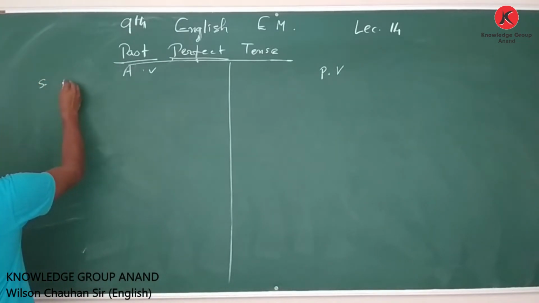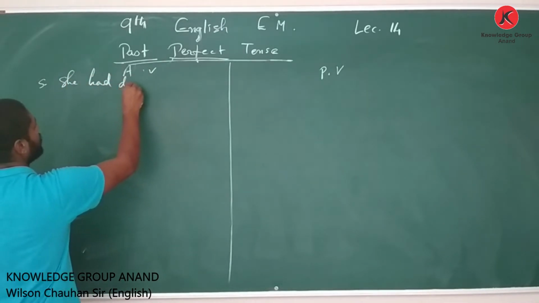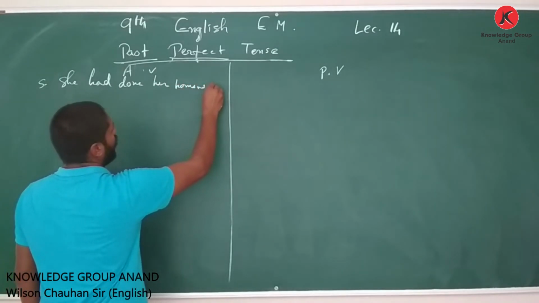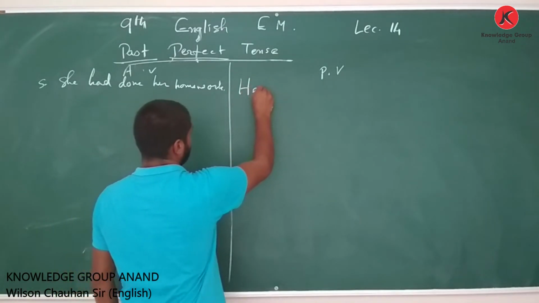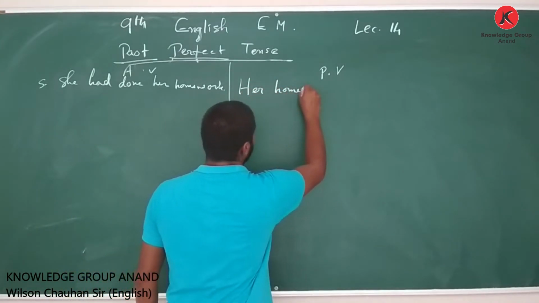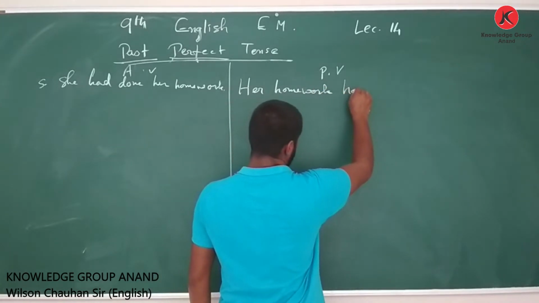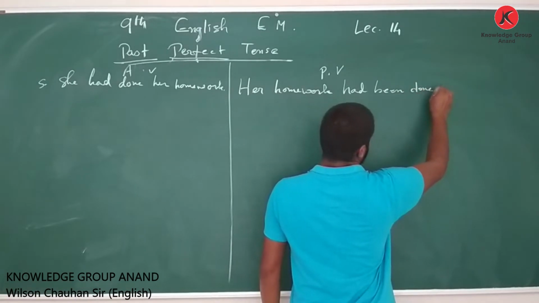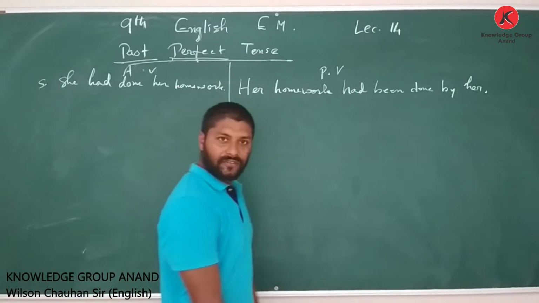Okay, so simple sentence. She had done her homework. She had done her homework. So her homework had been done by her. Okay, dear friends?